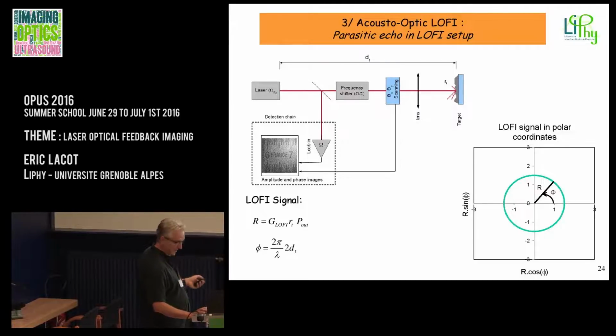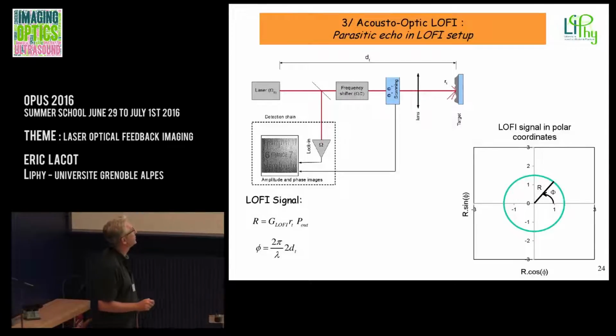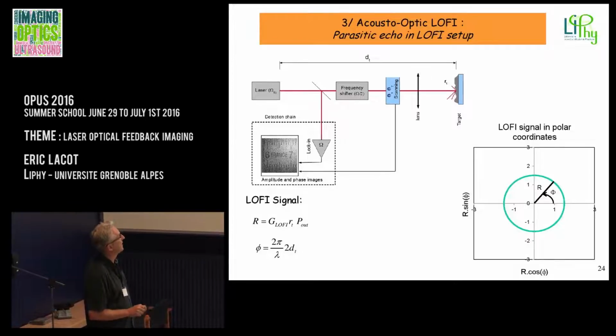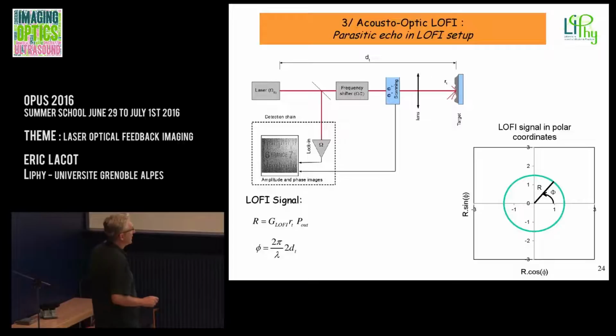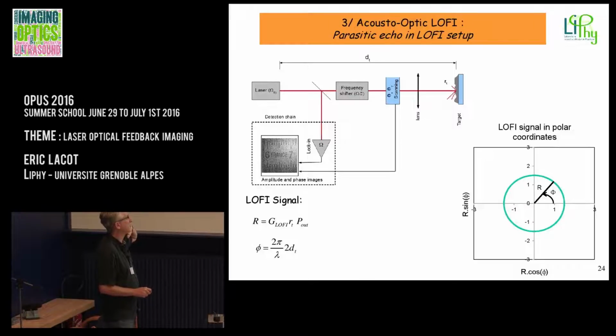If we look at the LOFI signal with a parasitic reflection, we can see a displacement of the LOFI circle. And this displacement, of course, is due to the interference between the feedback electric field coming back from the target and the electric field coming back from the parasitic reflection. Due to this interference effect, the LOFI signal depends, of course, on the target, but also on the parasitic echoes, both for the amplitude and for the phase: the phase of the target and the phase of the parasitic echoes.